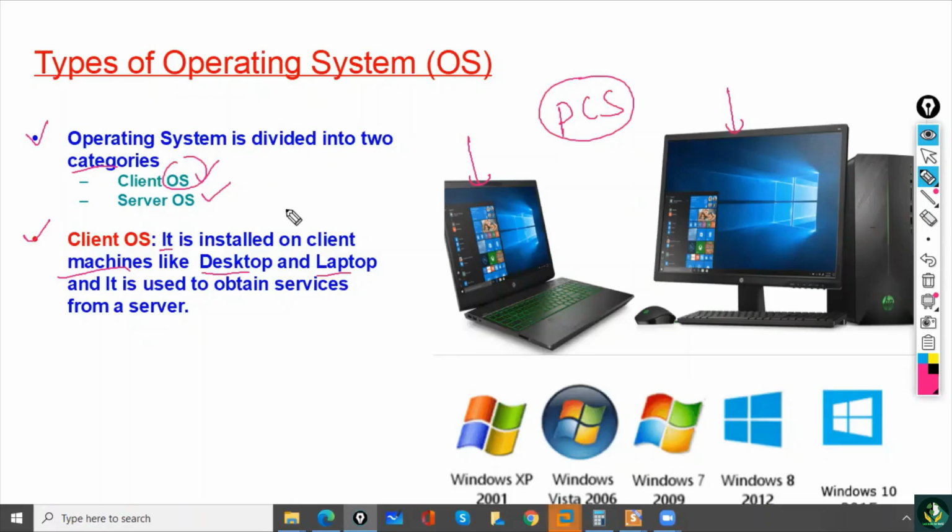And what is the use of this client operating system? It is used to obtain the services from server. This client operating system will obtain the services from the server operating system. And we have some examples of client operating system like Windows XP, Windows Vista, Windows 7, Windows 8 and Windows 10, and nowadays we have Windows 11 as well. So these are the examples of client operating system.